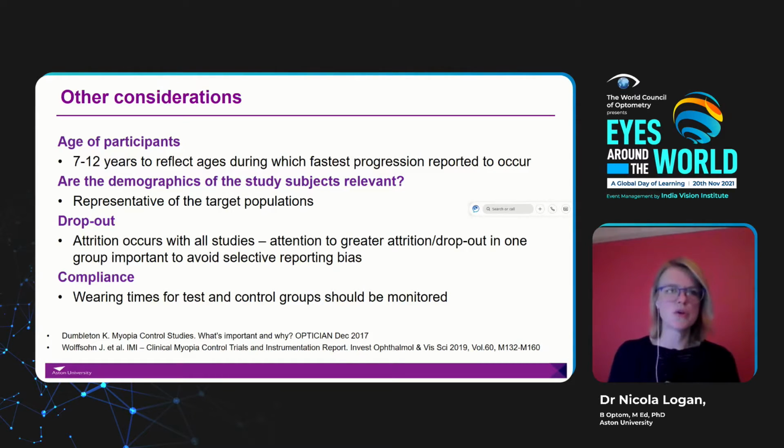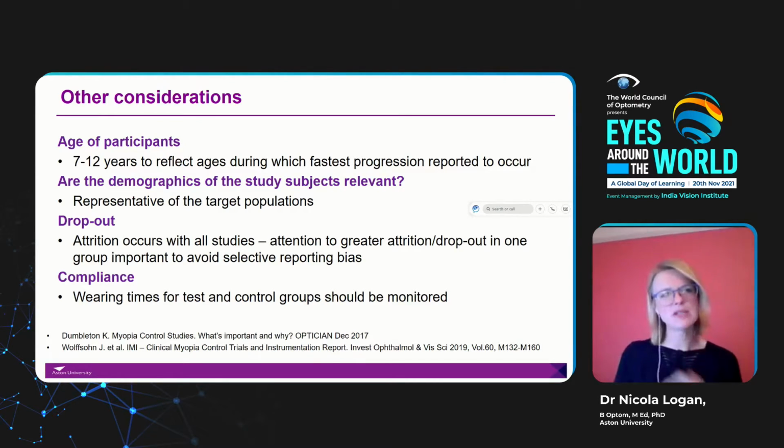We also want to know, if we're reading a research paper, are the demographics of the study subjects relevant to our own clinical practice? So has that study been done in the country that you reside in, that you work in, or in one that's reflective or representative of that?